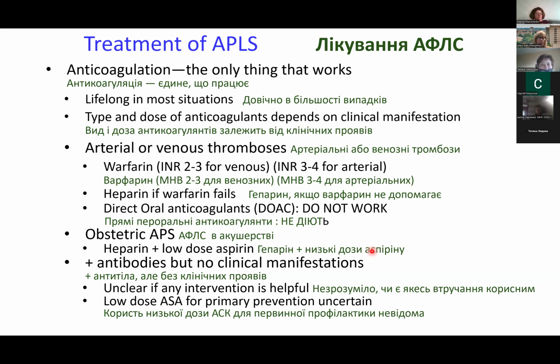Sometimes if we're really worried about the patient, we may put them on low dose aspirin, but some literature suggests that that's helpful as primary prevention. Other literature says it doesn't make a difference. So I think we're really treating the physician when we put the patient on low dose aspirin.